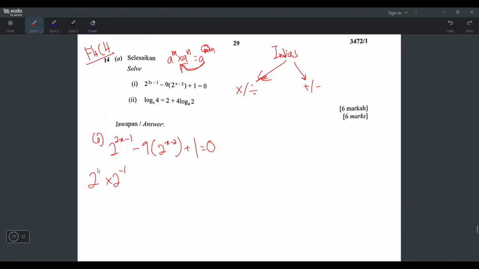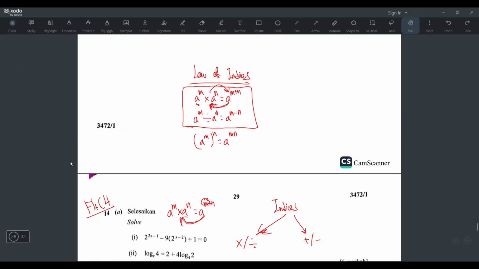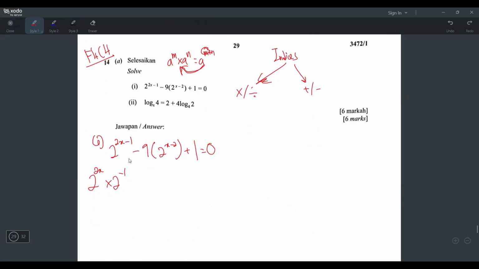Because it's a plus minus question. When it's a plus minus, you do it in reverse. If it's times divide, you do it like that, the other way. Okay, let's continue. Minus 9.